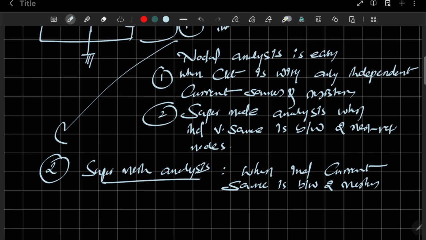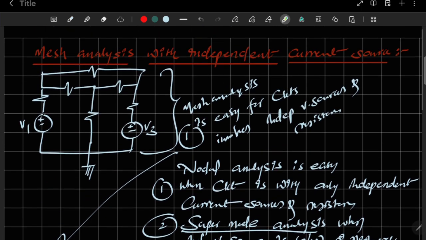So you see, super node, super mesh. Voltage source is required to be available in between the two non-reference nodes. Your current source is required to be between the two meshes. In nodal analysis we will find node voltages. In the mesh analysis we will find mesh currents.